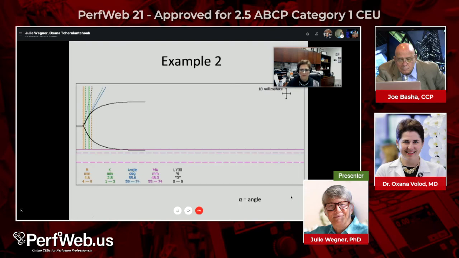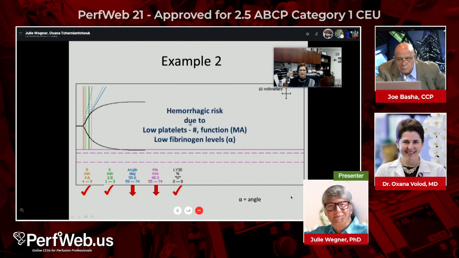The next example, again, just asking questions: what are the ones out of range? In this case, the R, K, and LY30 are all within range, but it looks like the MA and the angle are both a little bit decreased, suggesting that it's either a platelet issue or maybe even a fibrinogen issue. So now we have hemorrhagic risk due to low platelets, which is your MA value, either a number issue or a function issue, but typically both number and function are decreased, and/or low fibrinogen levels relative to your alpha value. And so again, you can figure out the best way to address this.